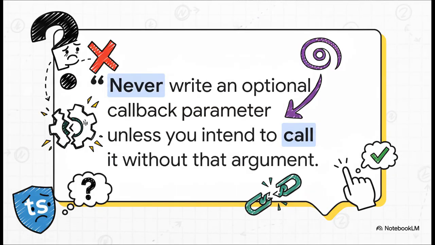Okay, this quote on the slide highlights a major gotcha with callbacks. When you're typing a callback for something like forEach, you might be tempted to mark a parameter like index as optional. But don't do it. It can cause all sorts of problems. It tells TypeScript that the argument might be undefined, which leads to errors inside your callback, even if the function you're passing it to always provides it. The rule is simple: only make a callback parameter optional if you actually plan on calling it without that argument.